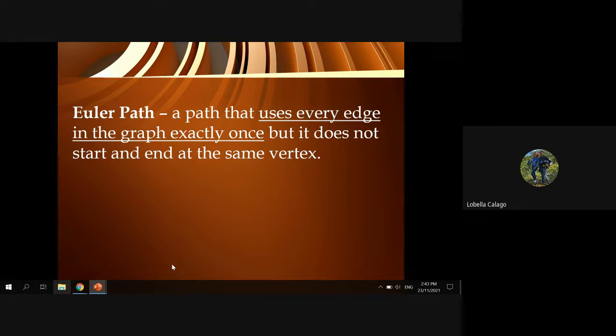So the Euler path and Euler circuit are alike only in using every edge exactly once. That is the only thing they share. The difference is that the circuit starts and ends on the same vertex, while the path will not start and end on the same vertex.